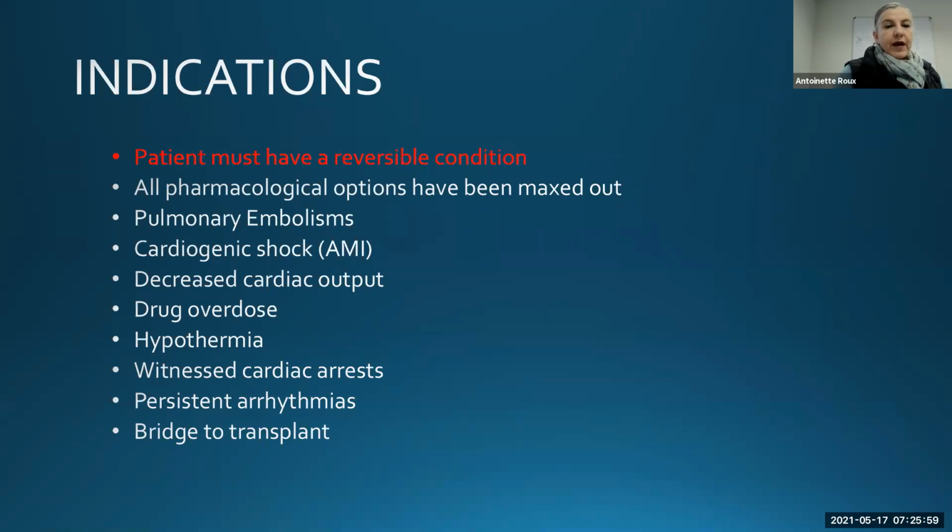Then decreased cardiac output. This is all your shocks. So your cardiogenic shock, your septic shock, hypovolemic shock. These patients you'll put on VA ECMO.